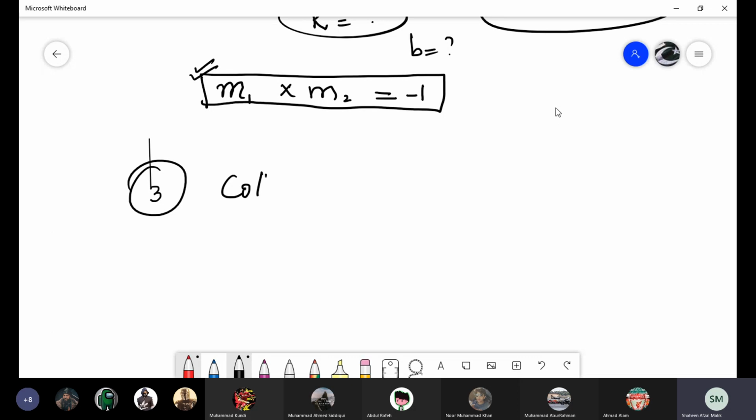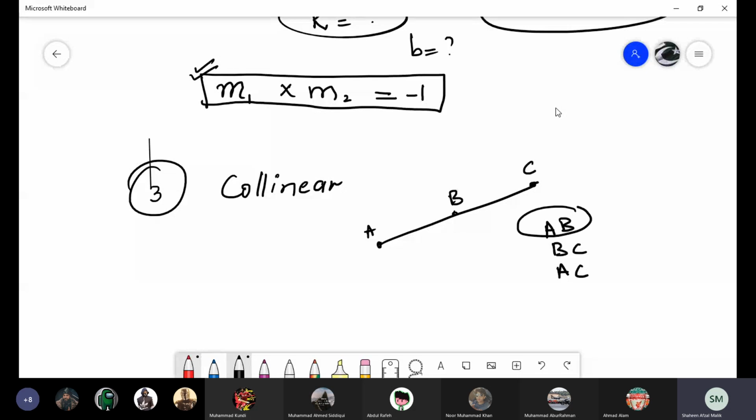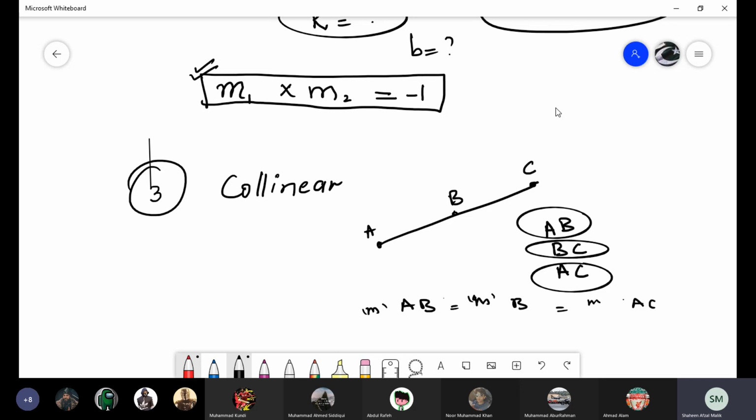For the collinear points, I explained to you that if there are 3 points, A point, then B point, C point, don't just mix it up with the parallel line. Here it is very clear that you have three lines, three pairs: AB, BC, AC. So the gradient of AB, gradient of BC, gradient of AC, they all should be equal. All three should be equal.